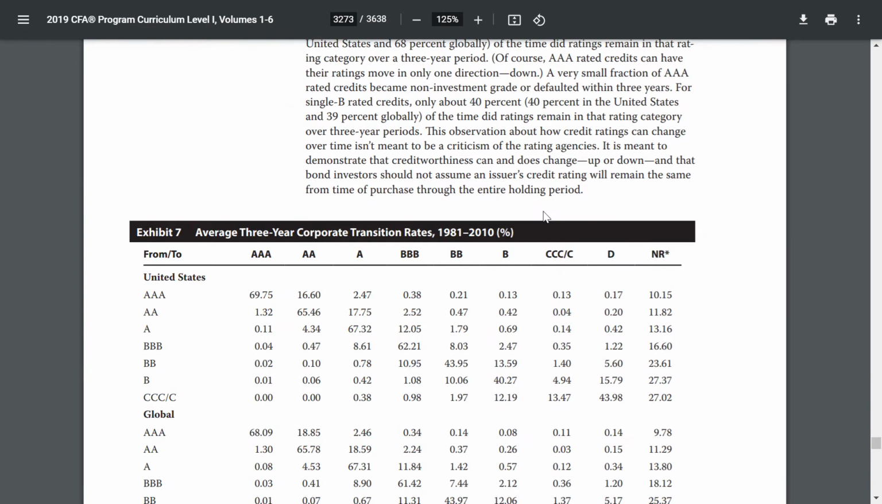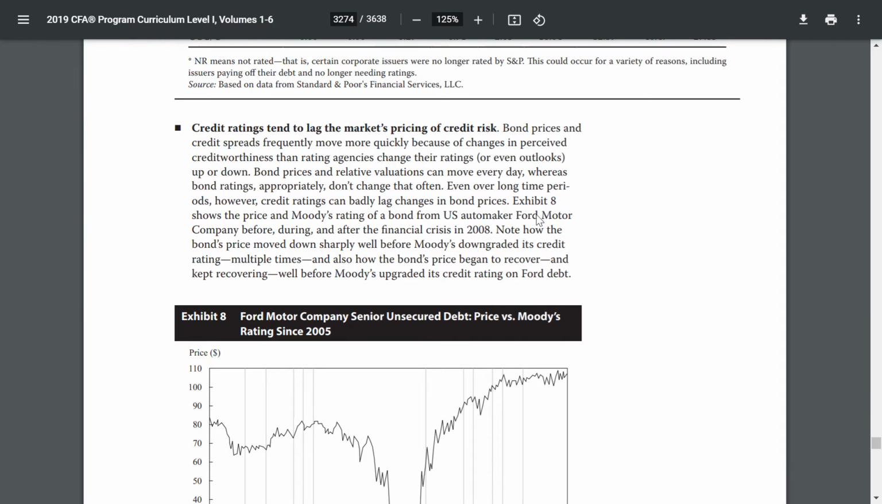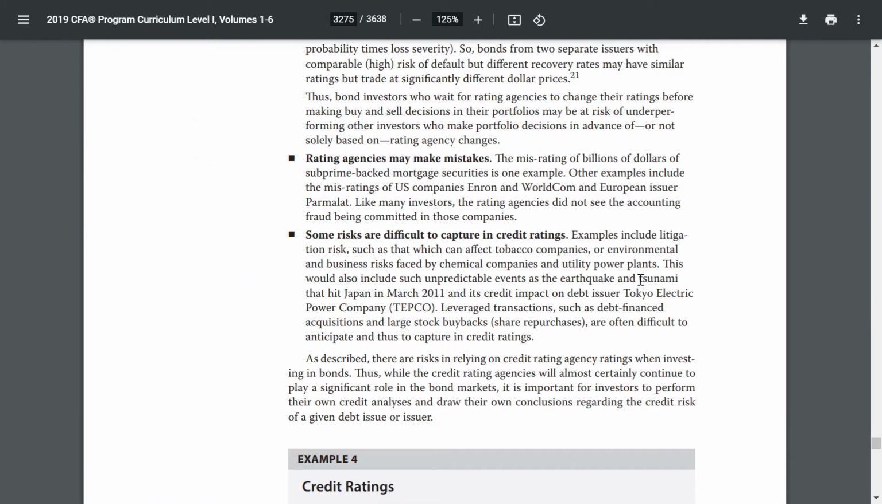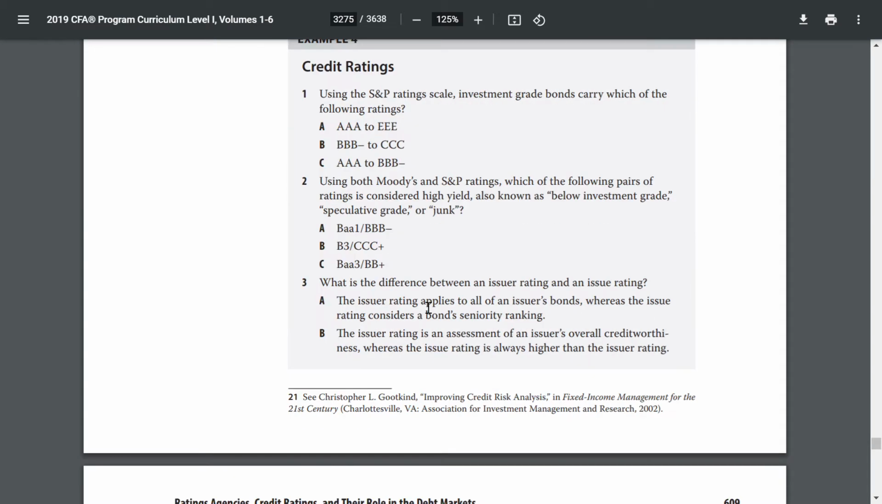Credit ratings can change over time. Credit ratings tend to lag market pricing of credit risk. That makes sense. Rating agencies may make mistakes. Some risks are difficult to capture in credit ratings. As described, there are risks in relying on credit rating agencies' ratings when investing in bonds. Thus, while the credit rating agencies will almost certainly continue to play a significant role in the bond market, it is important for investors to perform their own credit analysis and draw their own conclusions regarding the credit risk for a given debt issue or issuer.